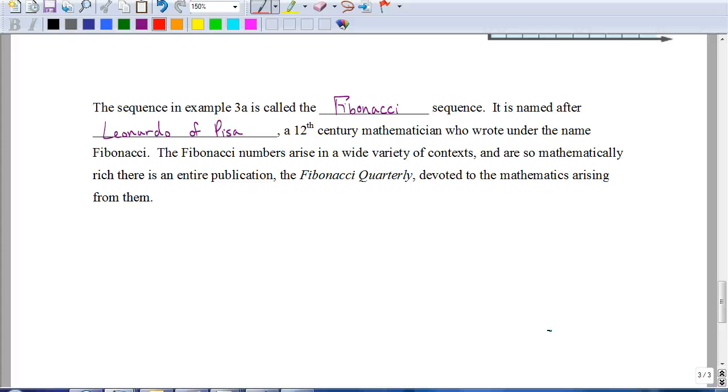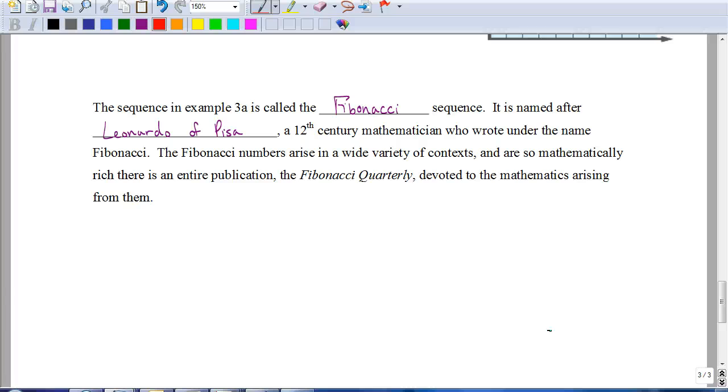And this sequence, like I said earlier, is found all over in nature. In fact, there's a publication called the Fibonacci Quarterly. Maybe you've heard of it. Probably not. That's devoted to the mathematics that we get from the Fibonacci, or where we could find the Fibonacci sequence used around us.